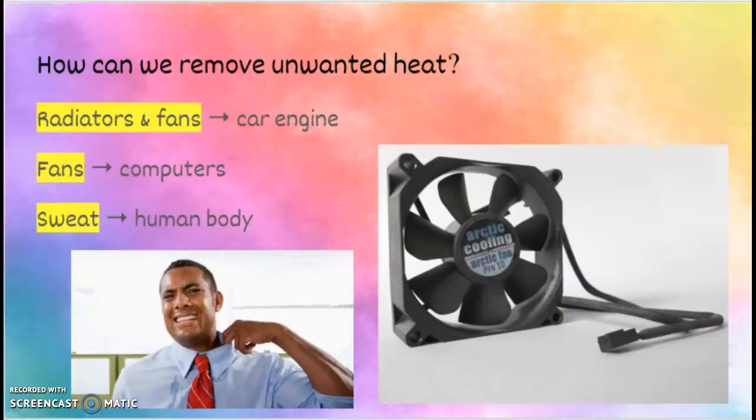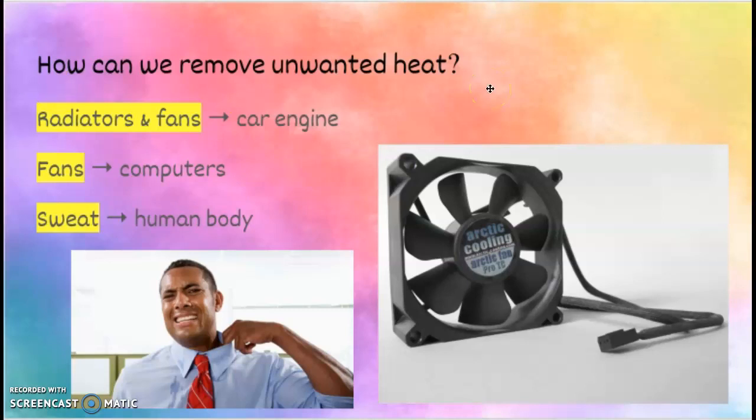Simple solution: fans. Fans and radiators are used. Your laptop probably has a fan inside it, and your computers too, to keep them from overheating. And if you knew this already, sweat is actually super important. God created sweat because it helps us cool down, right? So that is our preview for our next topic and our review for heat transfer.